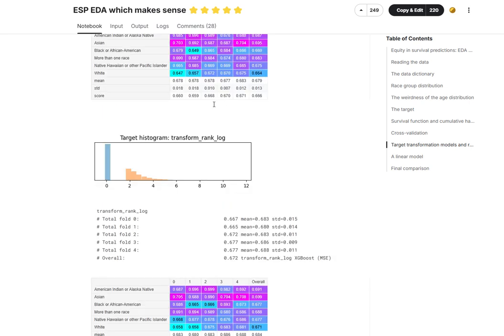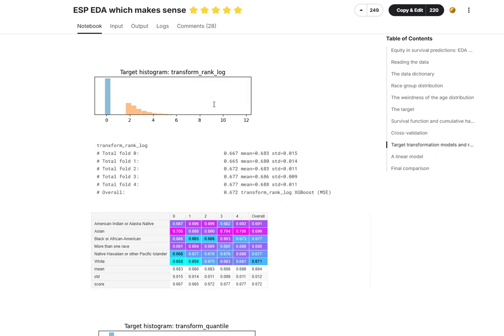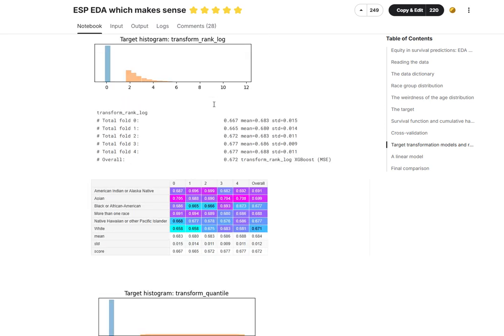Transform rank log is similar to transform separate in that it uses ranking, but it adds a logarithmic transformation at the end. See how we still have two distributions, but they look different now? We have a huge concentration of values near 0, mostly the censored cases. And then the event cases form this right-skewed distribution. The log transform has compressed the larger values.